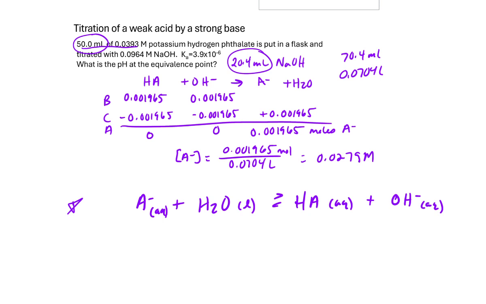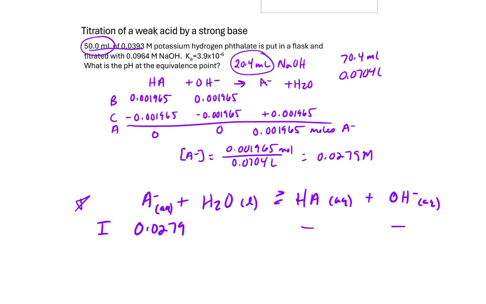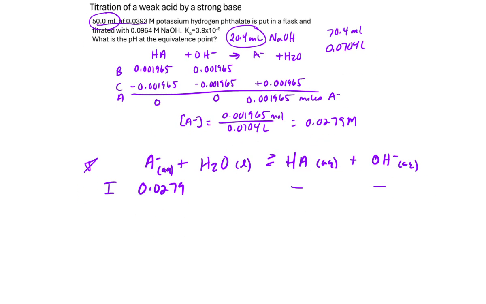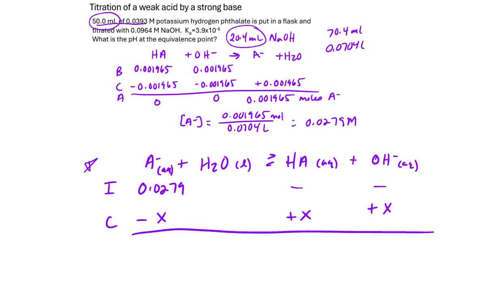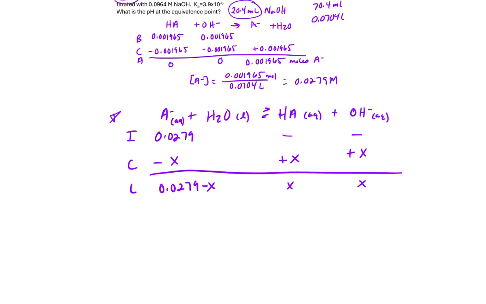In an ICE table we're going to use the initial concentration of A minus, 0.0279. We have no initial concentration of HA or OH minus. We're just considering what happens when we put A minus in solution, essentially. We're going to have minus x for A minus, plus x for HA, and plus x for OH minus. And so we'll get 0.0279 minus x for A minus, x moles per liter for HA, and x moles per liter for OH minus at equilibrium.